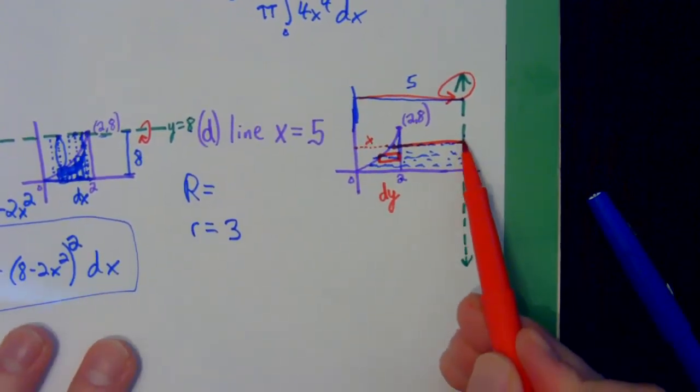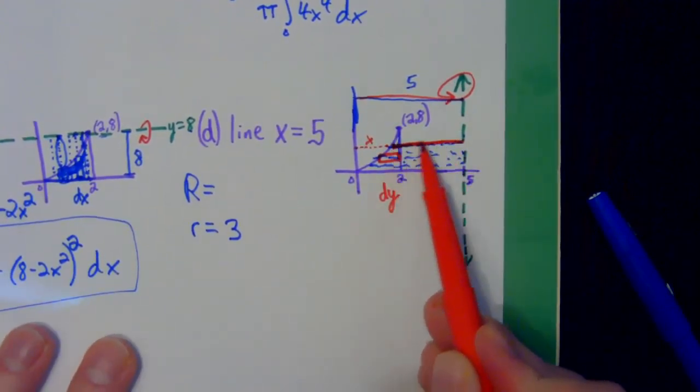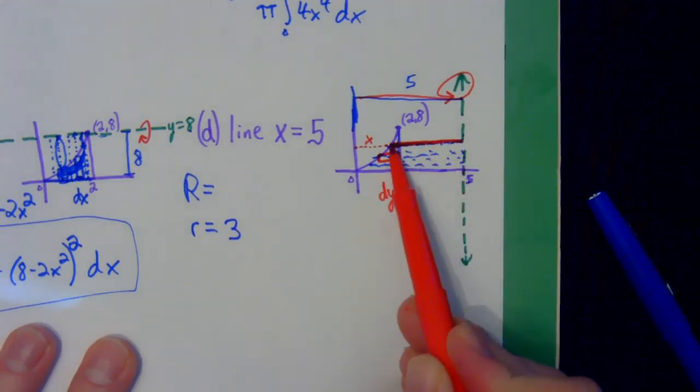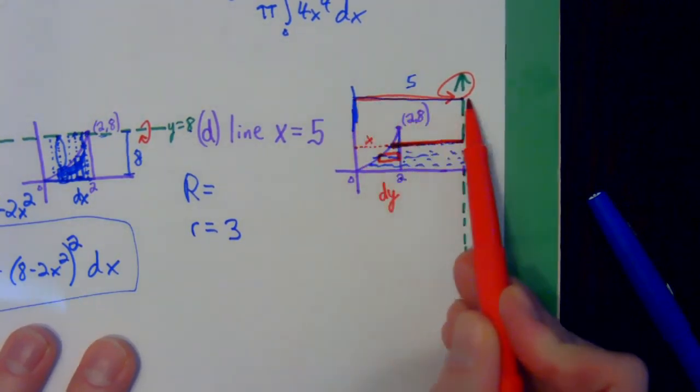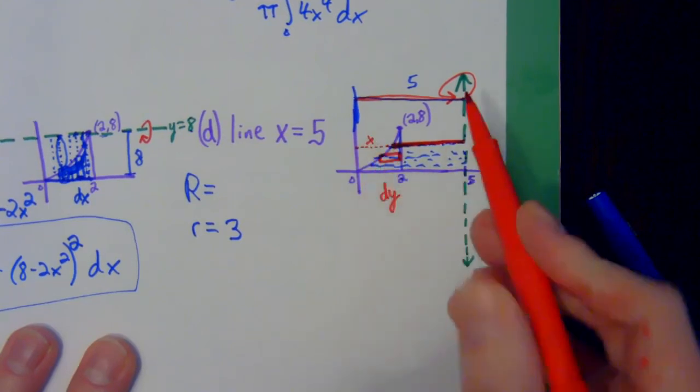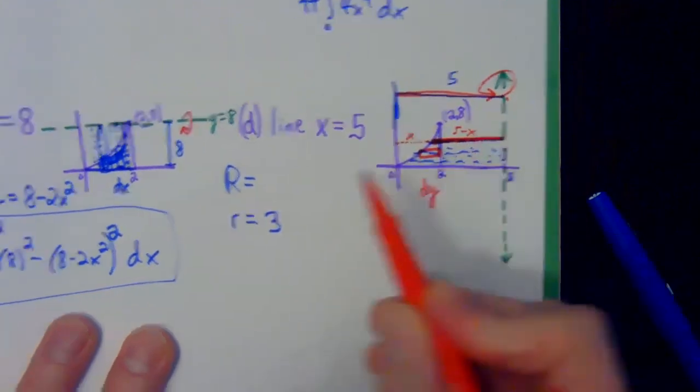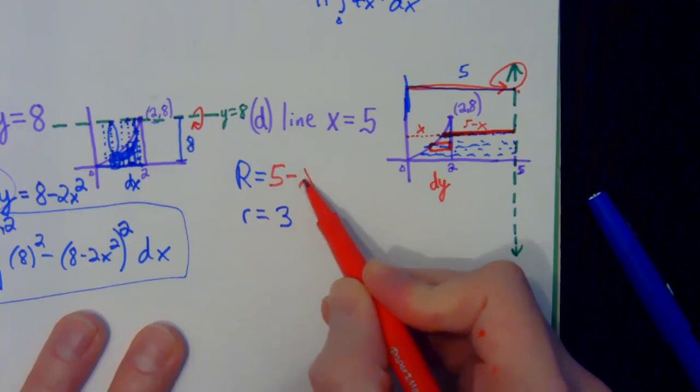So I know the distance from the y-axis over, that was x, but I don't want that. My capital R is the distance from the axis of revolution to that farther edge. I want this distance from here stopping at that curve. So I want the whole thing of 5, and I want to subtract out that x. That's what this distance is going to be. It's going to be 5 minus x.